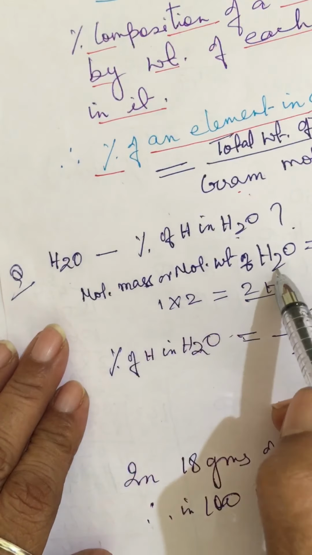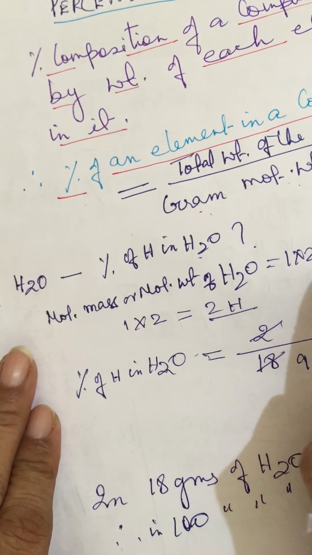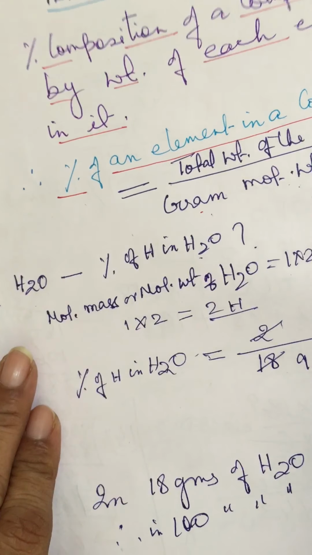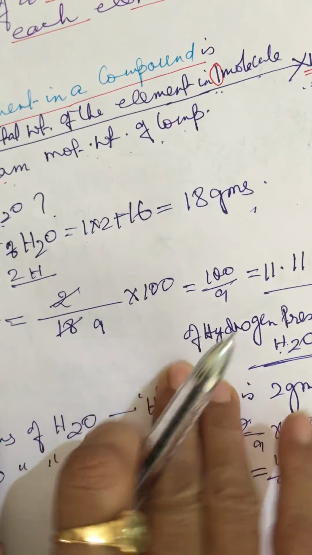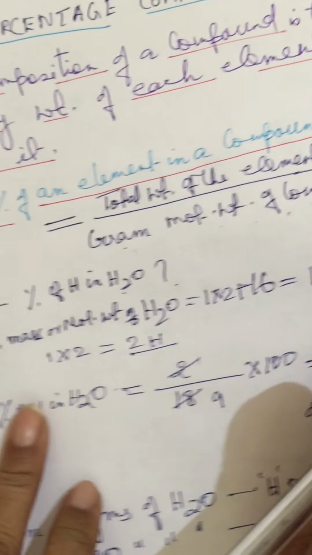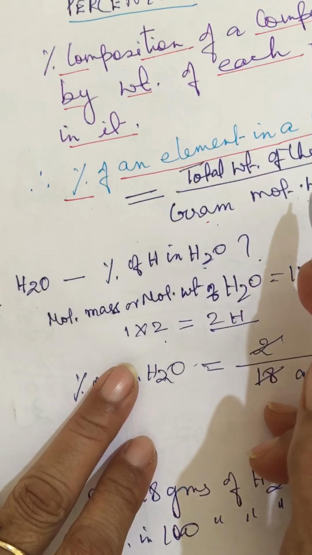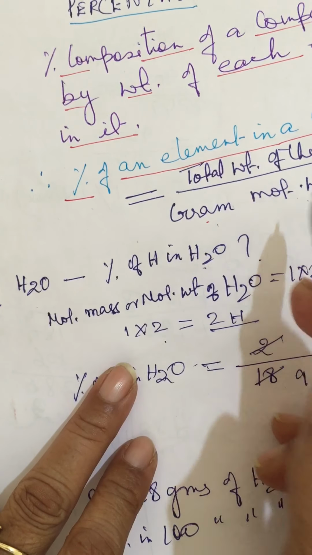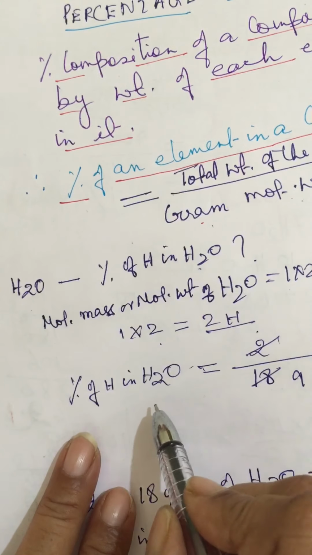Molecular weight of water you have to find out first. So this is 1 into 2 plus 16, which is equal to 18 grams. We are expressing in grams, so we will write grams. And how many atoms of hydrogen are present? 2 atoms are present in water. So 1 into 2 is 2. 2 hydrogen present.